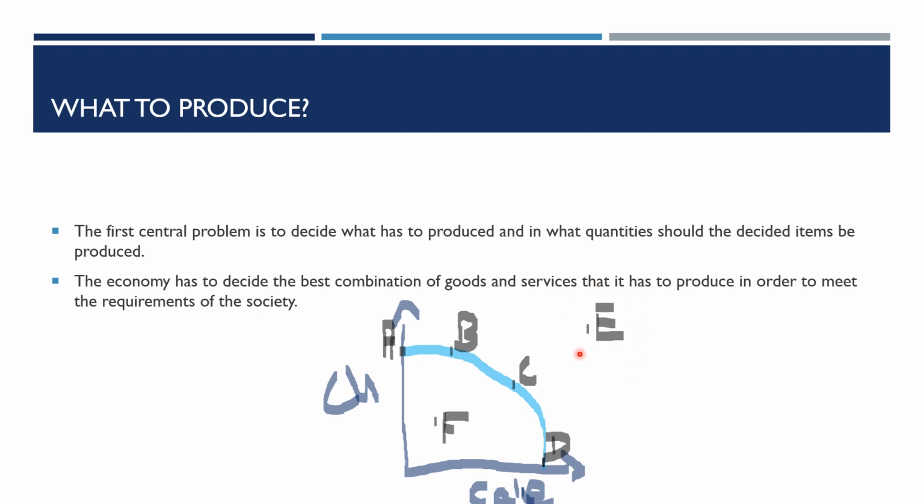This is overutilization of the resources, and we cannot achieve point E so easily. This will be achieved with time, so it is not possible now. We shouldn't be producing at F, and E is not possible. So the economy has to choose between these 4 points, that is A, B, C, and D.